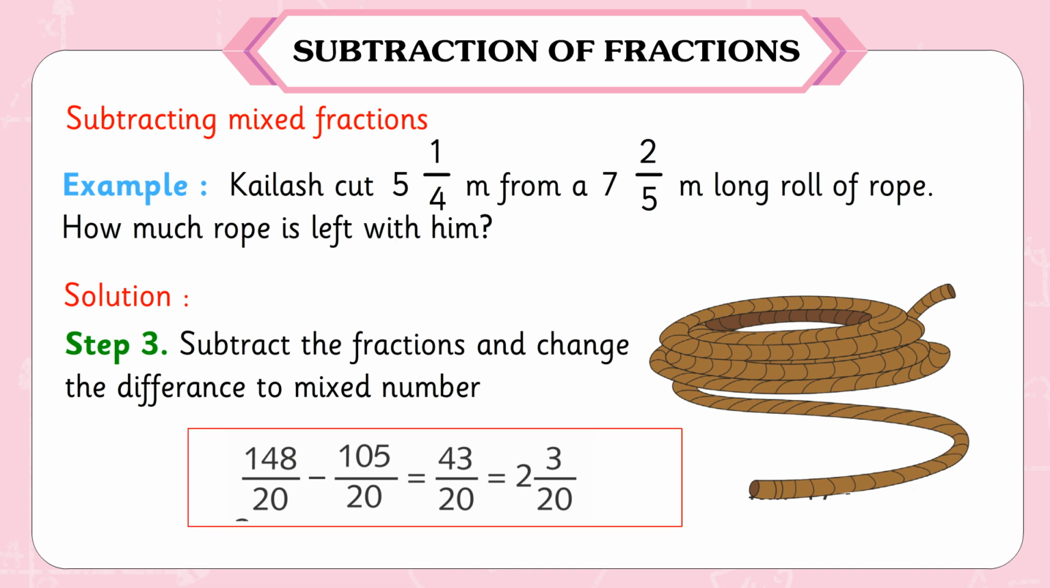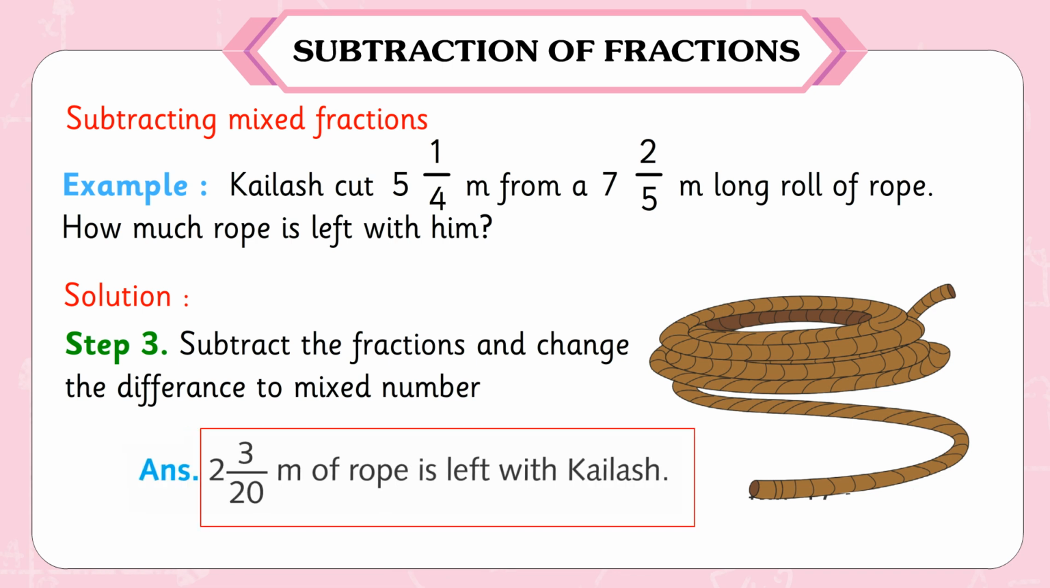148 upon 20 minus 105 upon 20 is equal to 43 upon 20 is equal to 2 whole 3 upon 20. Answer. 2 whole 3 upon 20 meters of rope is left with Kailash. Multiplication of fractions. Multiplying fractions with whole numbers.